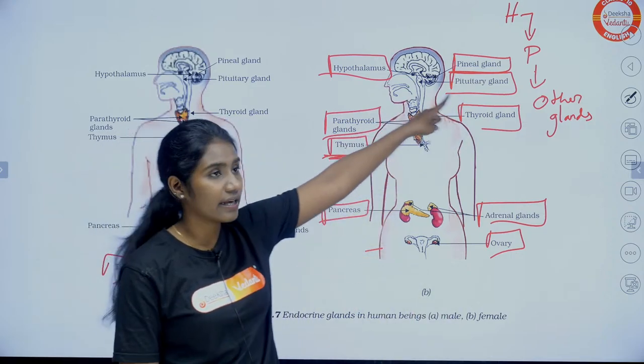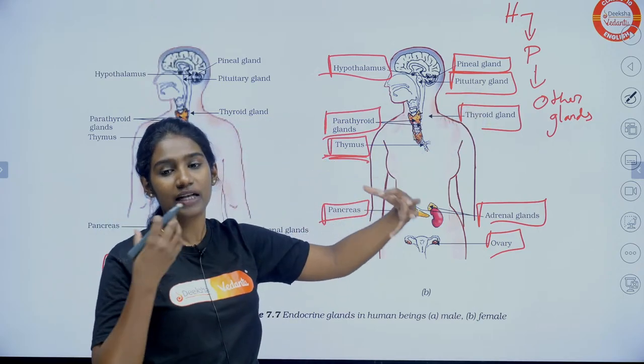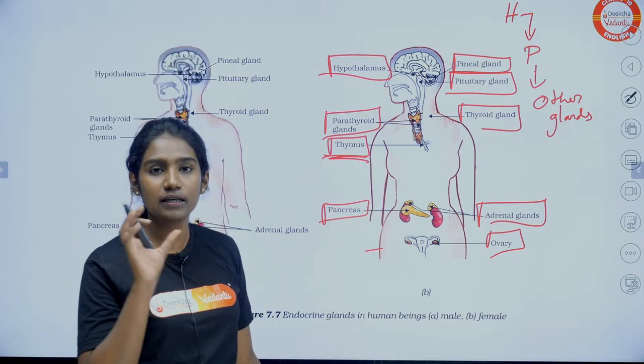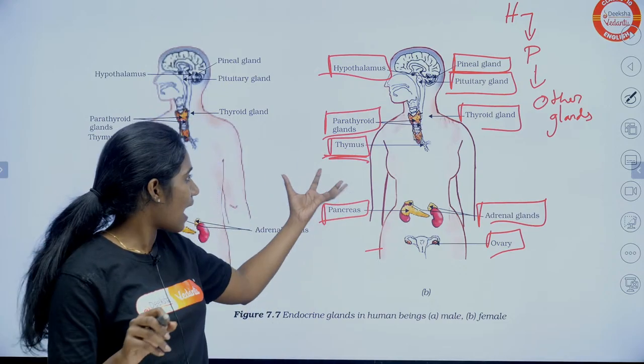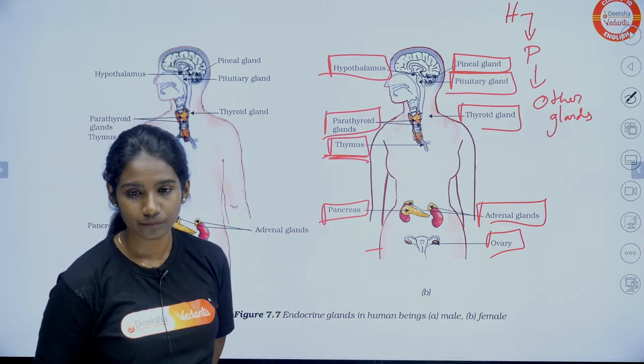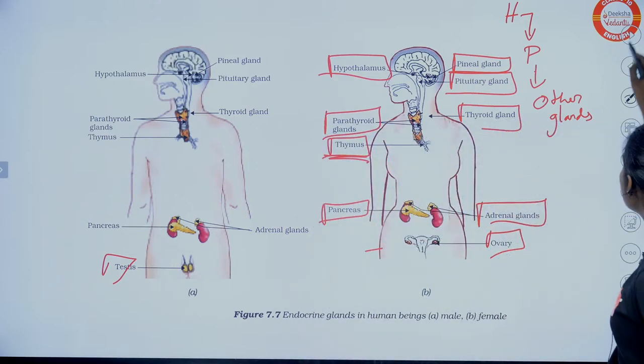Pineal gland secretes melatonin, parathyroid gland increases the calcium level in the blood, and thymus releases a hormone, thymosin, that activates or matures the immune cells. Okay, clear with that? Shall we move on to the next one?